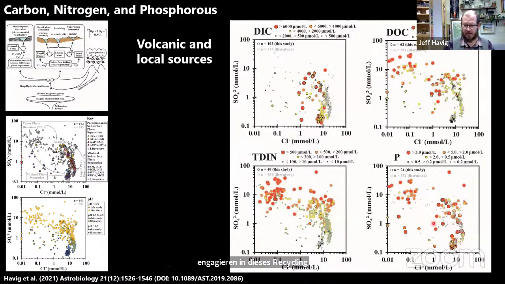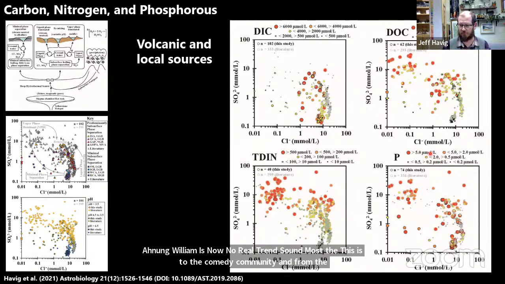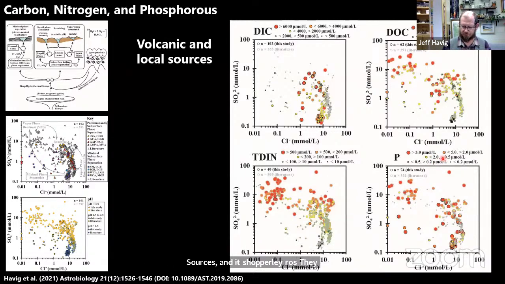And then phosphorus is kind of a crapshoot. And really, there's no real trend. Most of it is probably coming in from surface sources. And it's typically relatively low, fairly low concentrations.